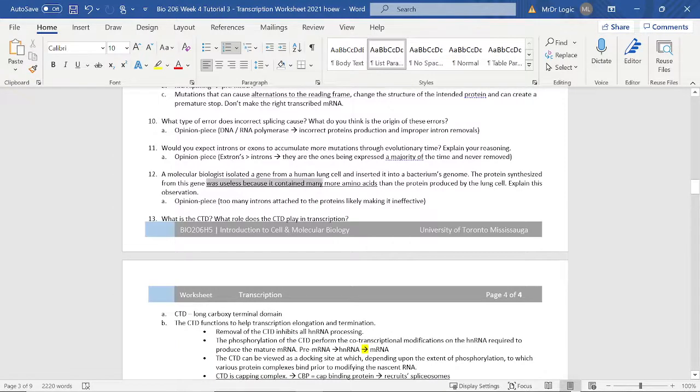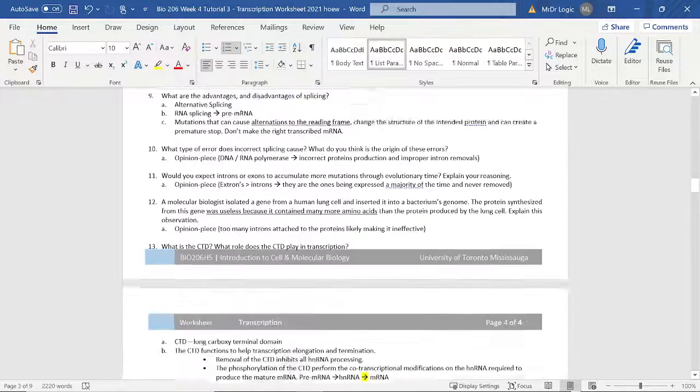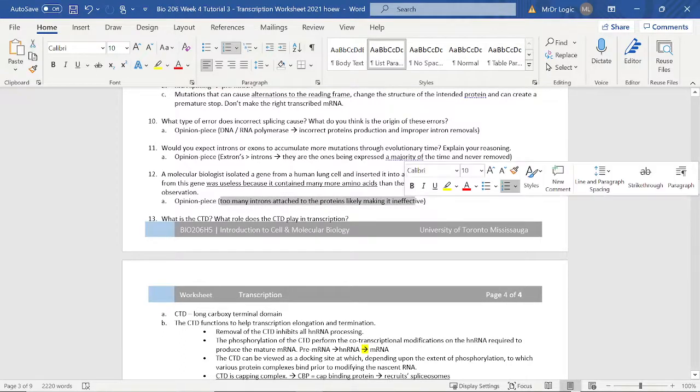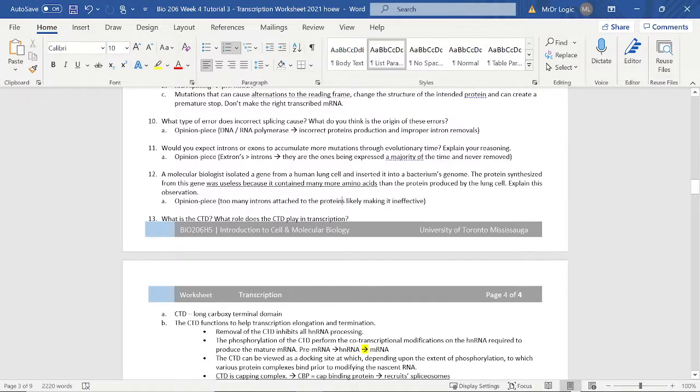Basically, 12, I highlighted the important thing here. The gene was useless because it contained too many amino acids. As we were arguing for RNA splicing, too many introns attached to the protein likely made it ineffective because it was too long. Basically, just self-justifying it. Okay, CDT is new.